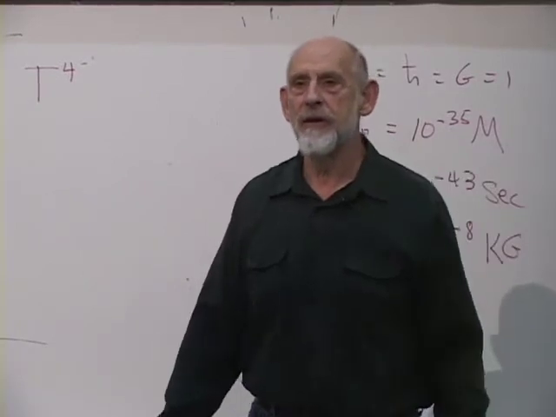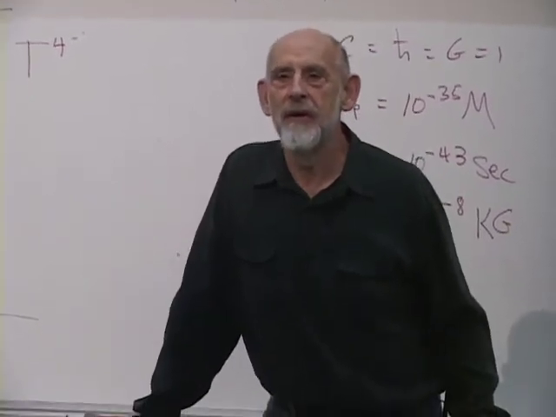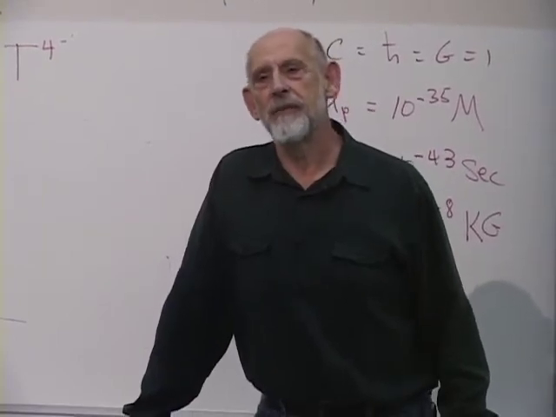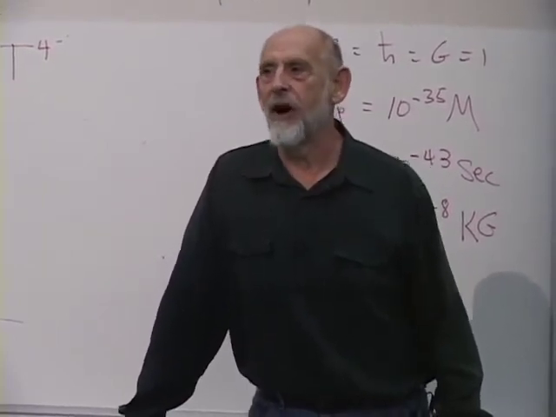Well, h-bar is 1. Yeah, c is 1. 8 pi over m G... under divided by 8 pi over m G. But what's m G? What's m G? R.